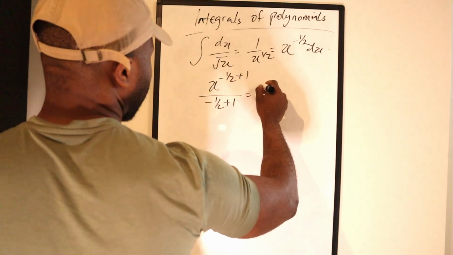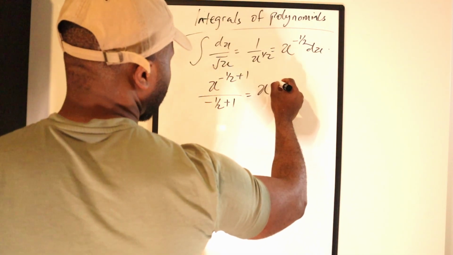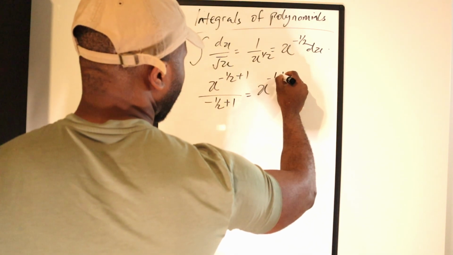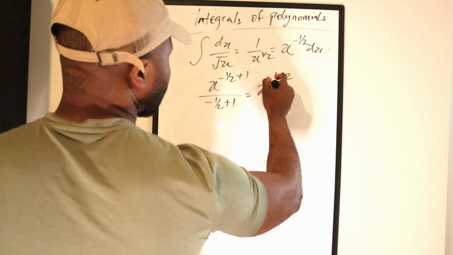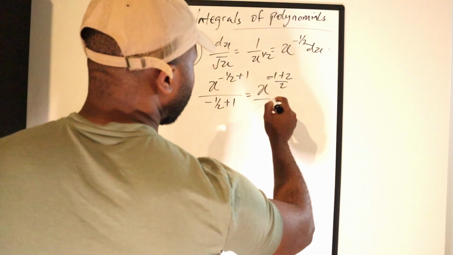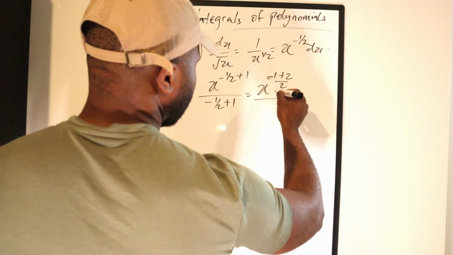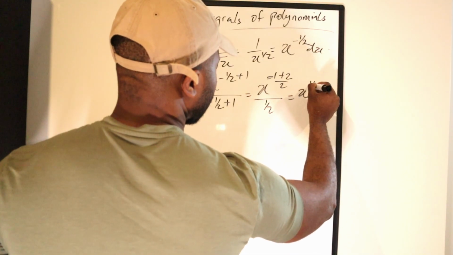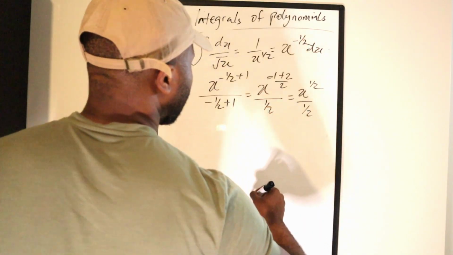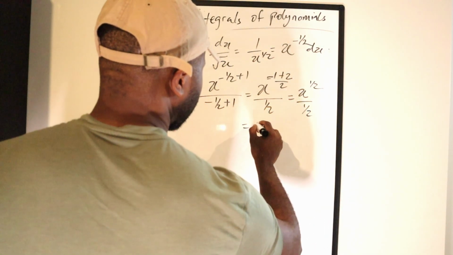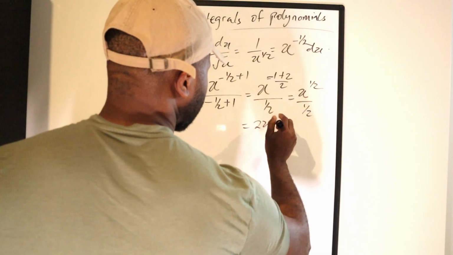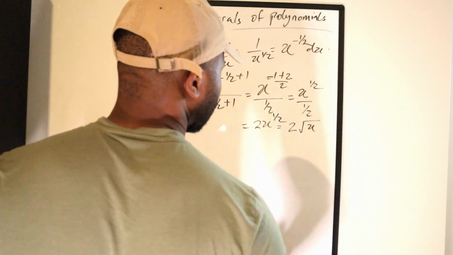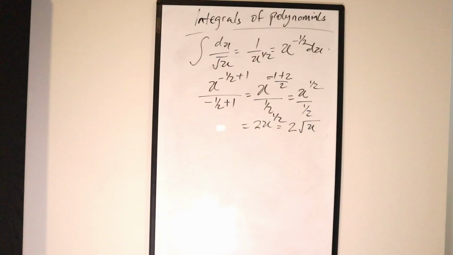So x here will be x, and you can solve it: minus 1 over 2 plus 1 is 1 over 2, divided by minus 1 over 2 plus 1, which is 1 over 2. So this is equal to x^(1/2) over 1/2. And this is equal to 2x^(1/2), or you can say 2 square root of x. So this is your answer when solving a problem like this.